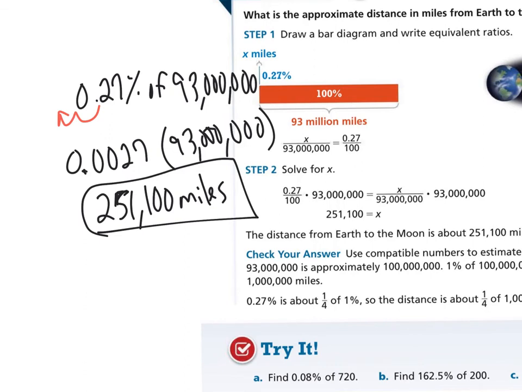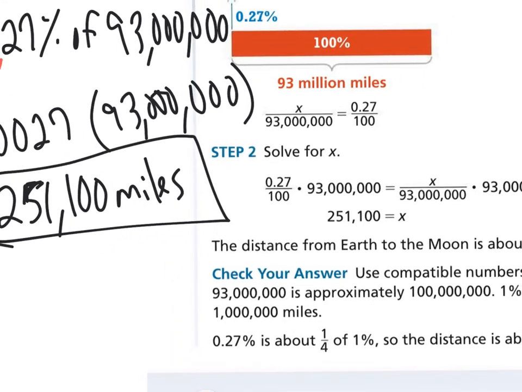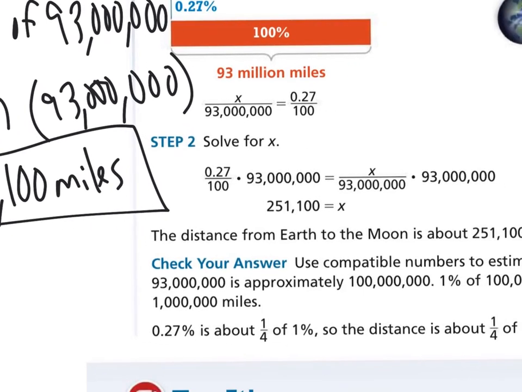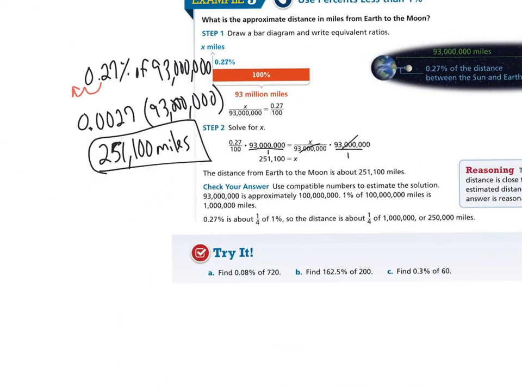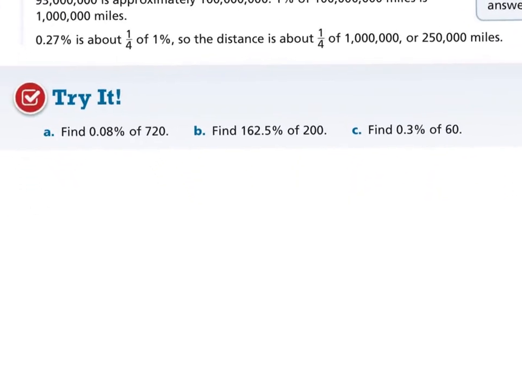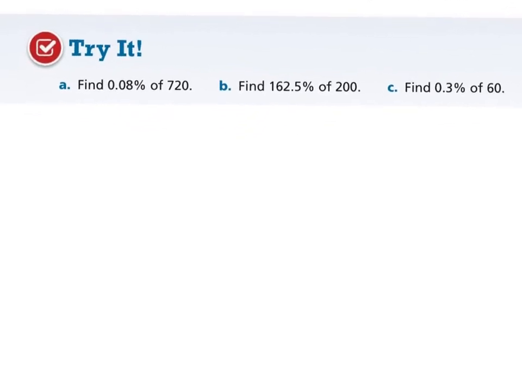And again, the other option the book's showing you is the proportion. So 0.27%, so 0.27 over 100 equals x over 93 million. And if you multiply by 93 million on both sides, again, it's like 93 million over 1. Work that out, and you'll get the same answer. So if we look at the try it, these are already kind of set up the way I was mentioning that the book didn't do these, but again, whichever way you want to work these out is fine.